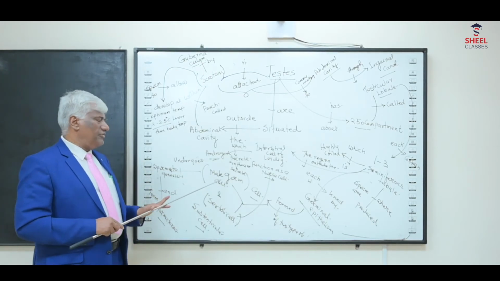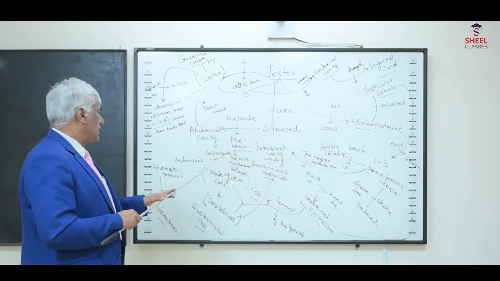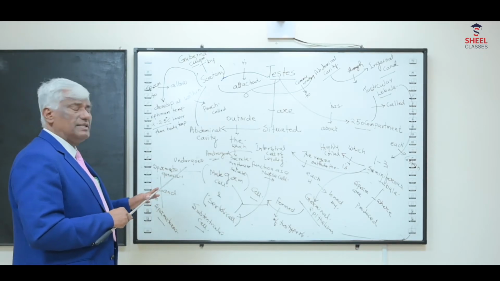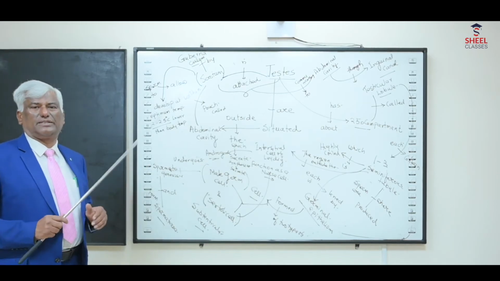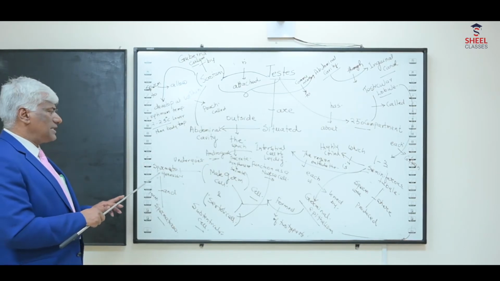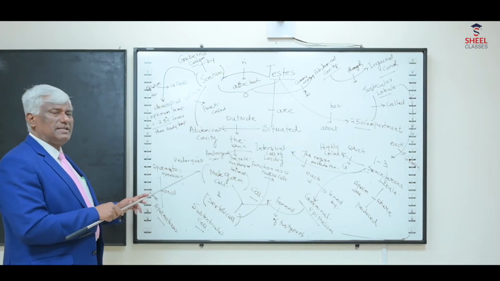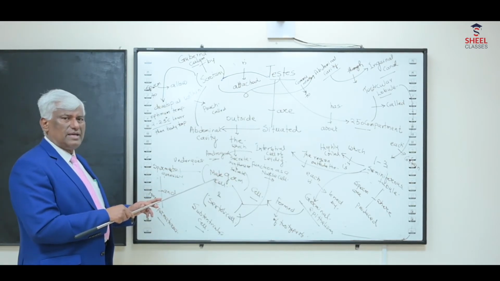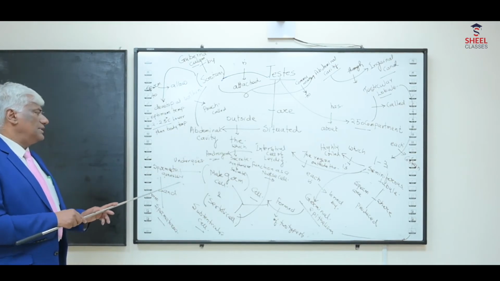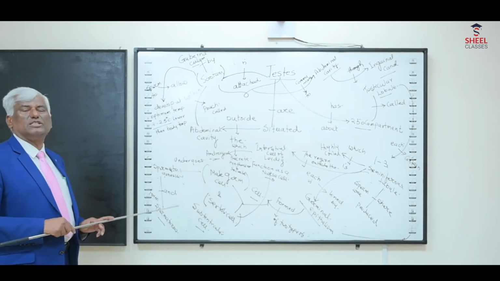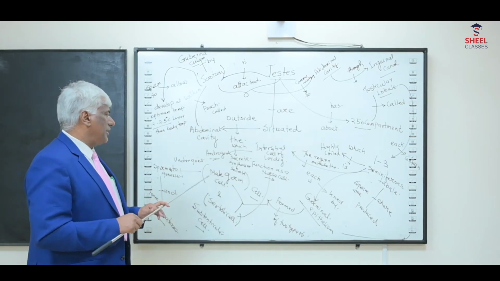Next, when you talk about male germ cells, what is the function of the male germ cell? There is a process going on over here, and the name of the process is spermatogenesis. It takes place in the male germ cells, and the male germ cells are transformed into spermatozoa. So this is a very important process.